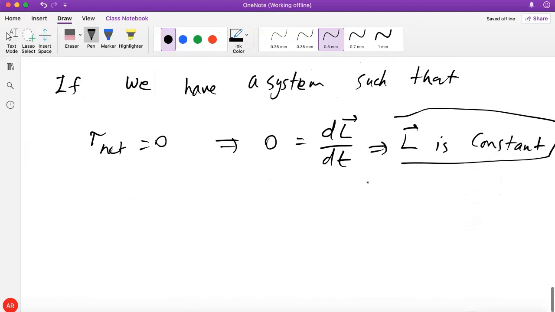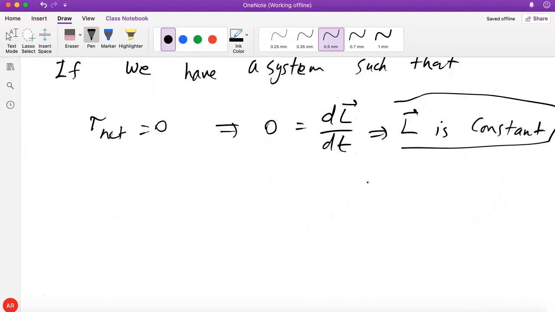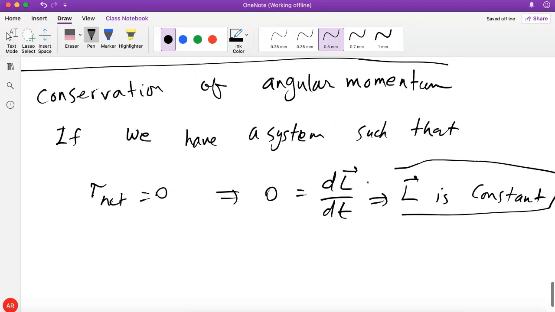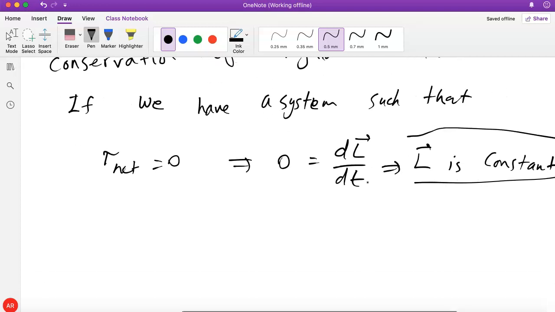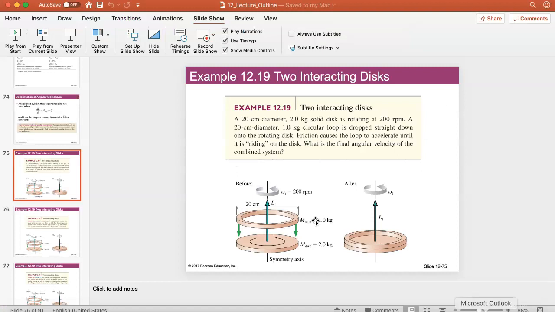Very easy to state, and it's quite powerful in solving problems. So let's look at one problem, and I'll give you some time to think about it. So take a piece of paper and a pen and try to work this problem all the way through using the conservation of angular momentum. So here's the problem.